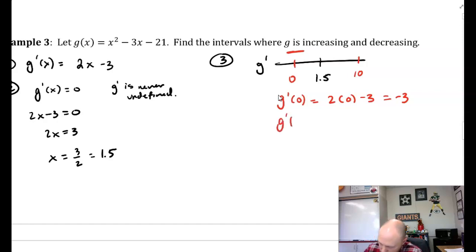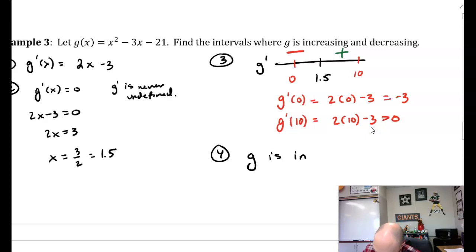So g prime of 10. So I have 2 times 10 minus 3. And I don't even have to compute it. Is this quantity bigger than 0 or less than 0? Well, 2 times 10 is definitely bigger than -3. So this is greater than 0, and this is positive. What does that mean? Okay, well, we can say, here's number 4, here's our conclusion.